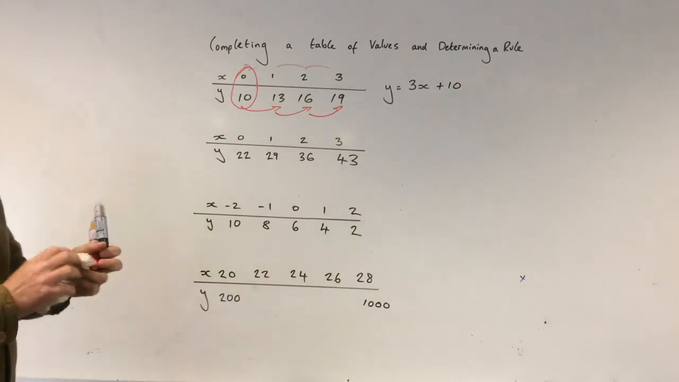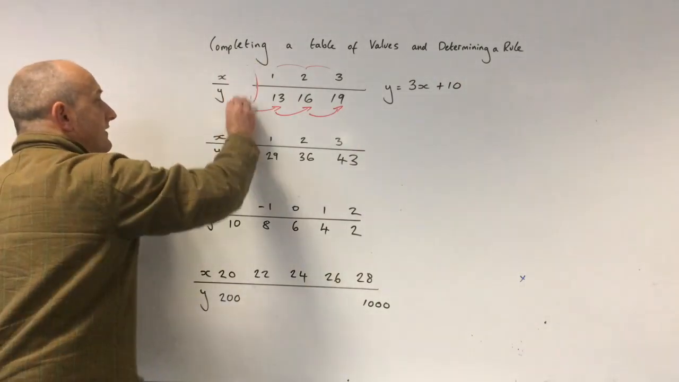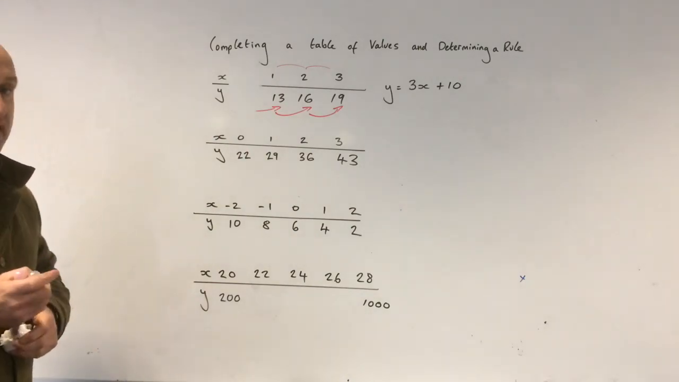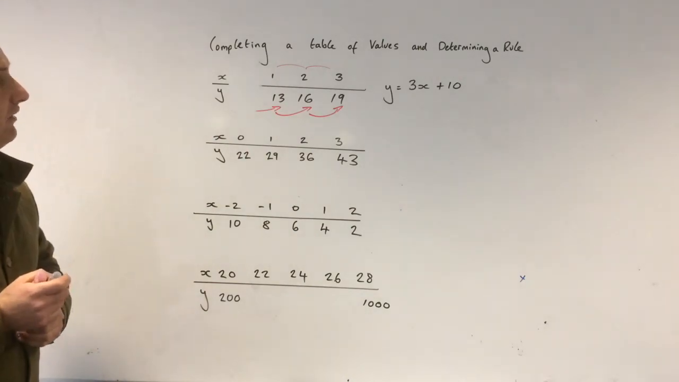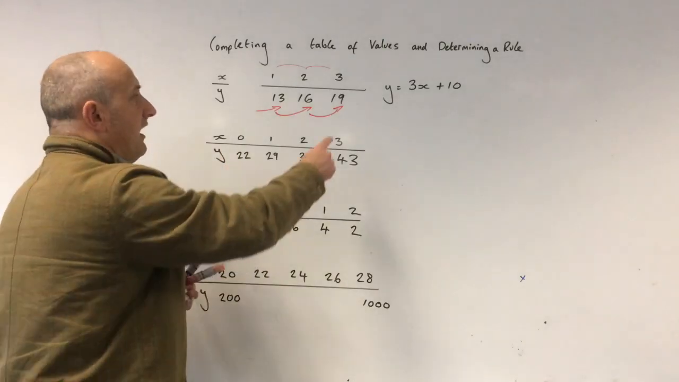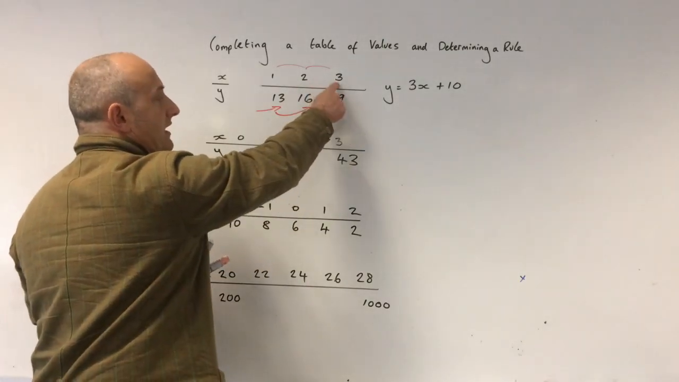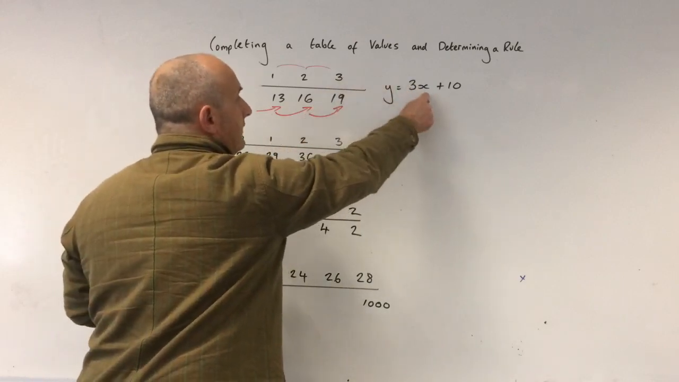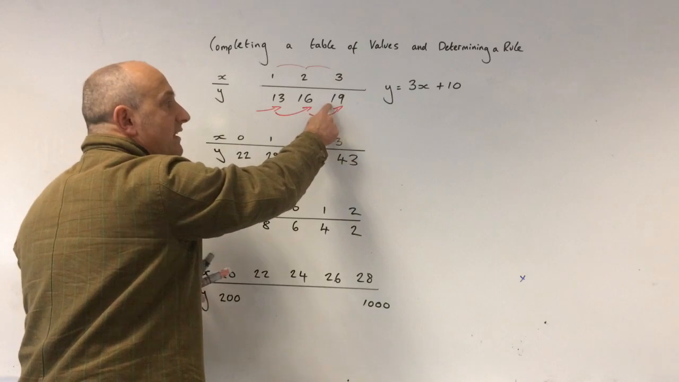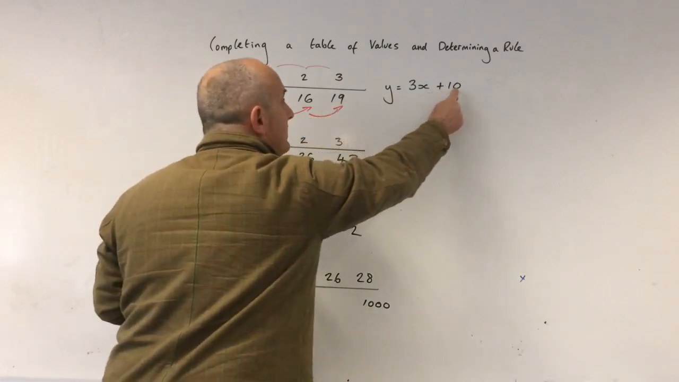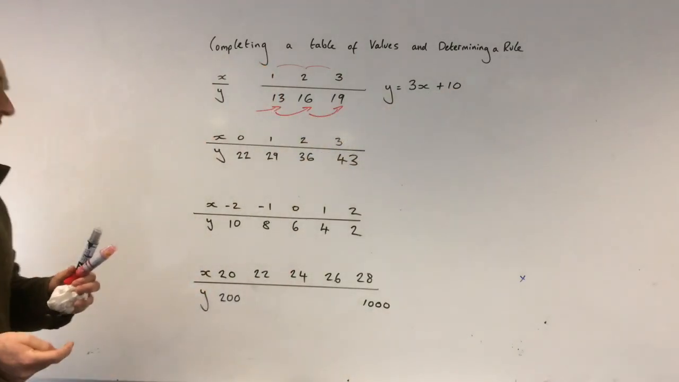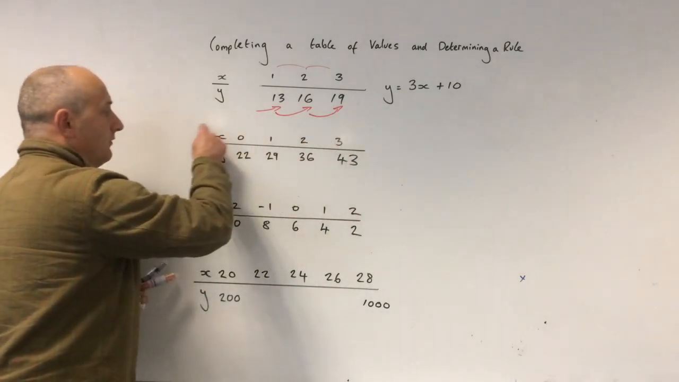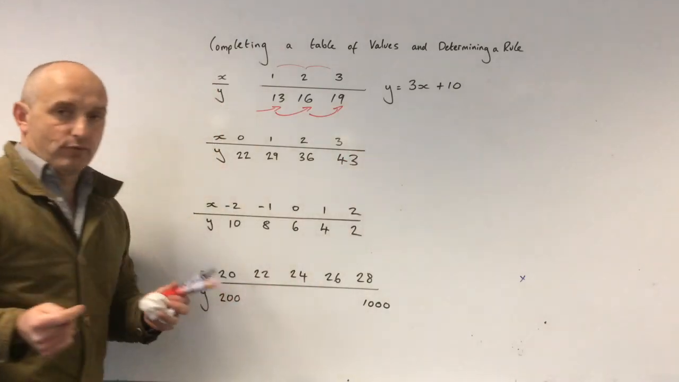But what would I do if I couldn't see this? Would I have a problem? No. All I do is pick any number and say, okay, I'm going to pick this number here, 3. 3 times 3 is 9, but I need it to be 19. I need to add 10. Fantastic.